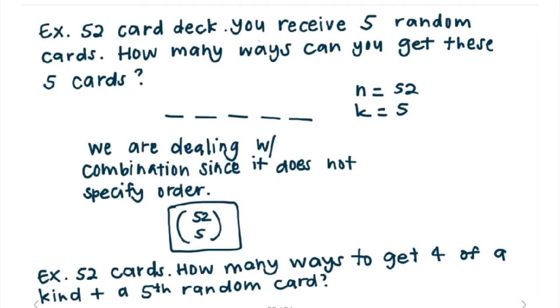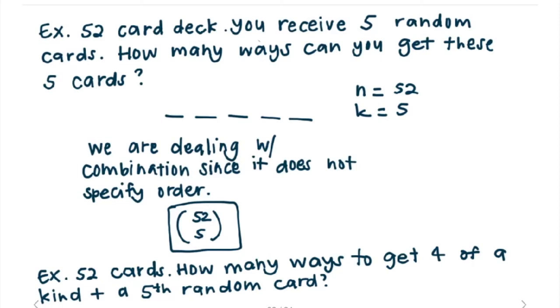Okay, so now we're going to look at another example. It says, we have a 52 card deck. You receive 5 random cards. How many ways can you get these 5 cards? So since you're going to get 5 cards, I drew out 5 lines. And since there's 52 options, I put n equals 52 and k equals 5.